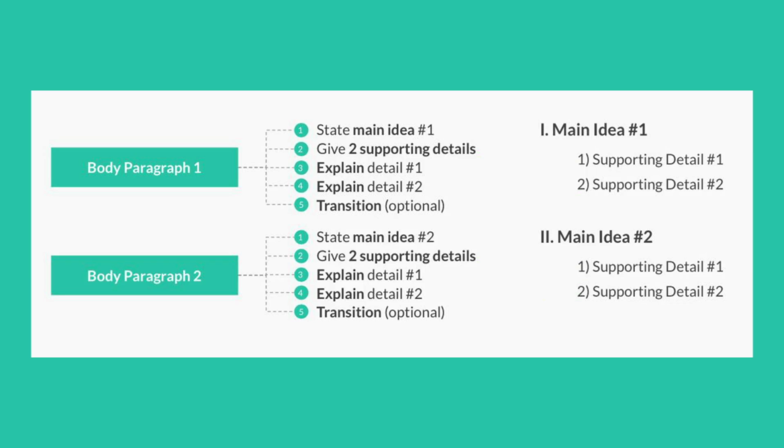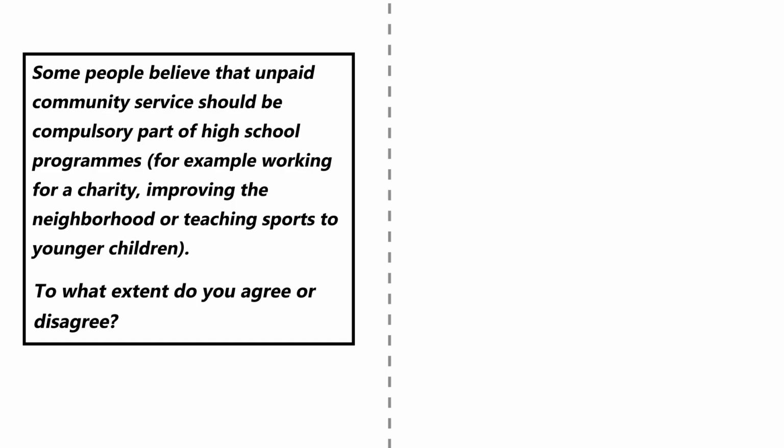All right. Now, we are going to work on writing an outline on different Task 2 questions. Let's start with a sample question, an agree-disagree question. This is the question. Some people believe that unpaid community service should be a compulsory part of high school programs. For example, working for a charity, improving the neighborhood, or teaching sports to younger children. To what extent do you agree or disagree?